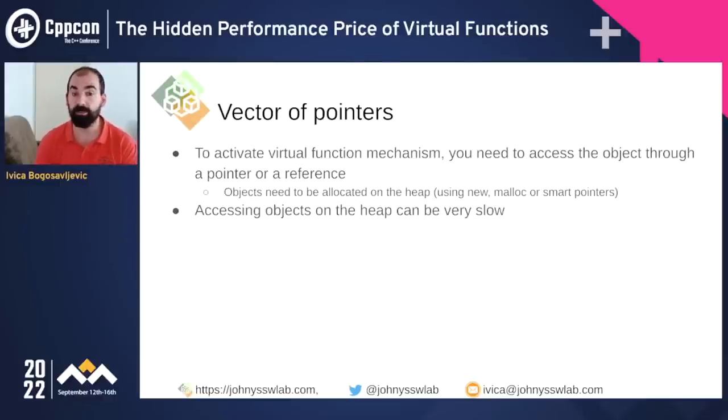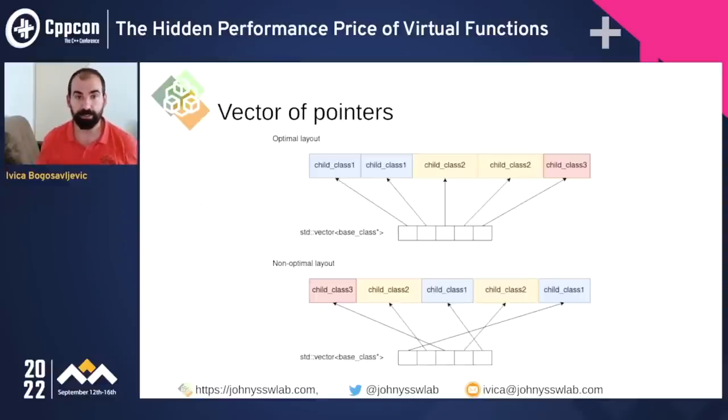Now, the problem with heap accesses is that accessing objects on the heap can be really, really slow. Let me explain why. We have here a std::vector of base class pointers, pointing to child classes. So we have child class 1, child class 2, and child class 3. Now, this is what I call the optimal layout. Why is it the optimal layout? Because the neighboring pointers point to neighboring memory addresses. Now we have something else down here, called the non-optimal layout. The neighboring pointers do not point to neighboring memory addresses. It looks somehow random here.